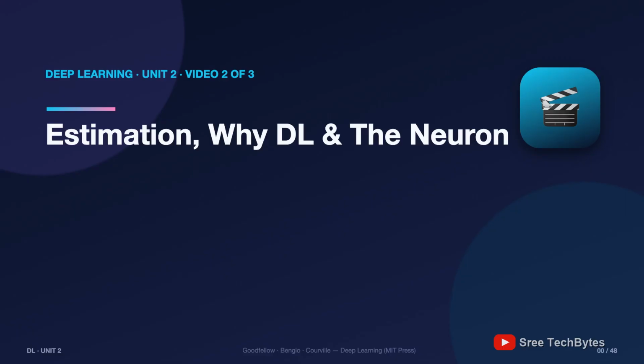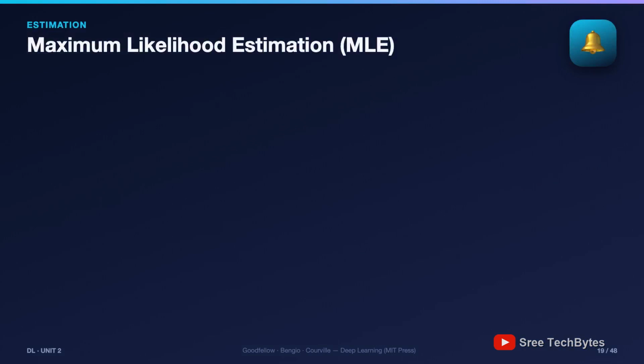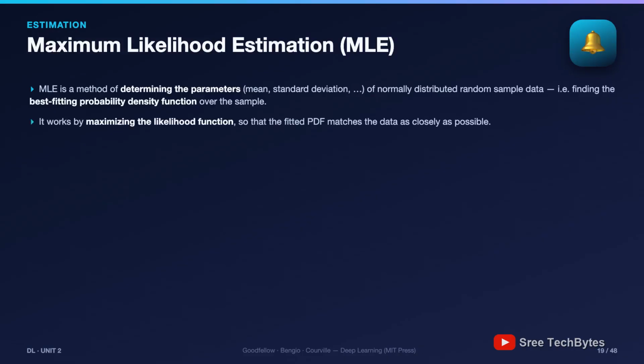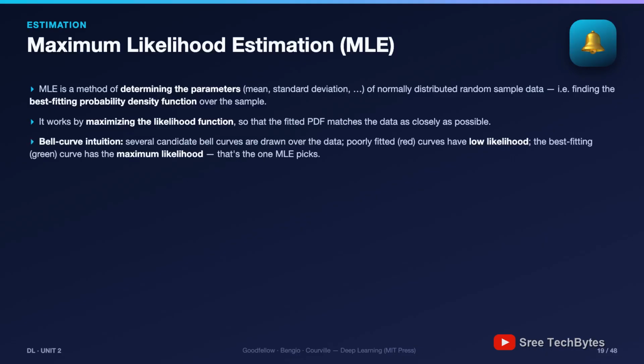Let's go. Now, how do we actually estimate parameters from data in a principled way? Method 1: Maximum Likelihood Estimation, MLE. The idea in one sentence: choose the parameters that make the observed data most probable. The bell curve picture: imagine trying different bell curves over your data sample. Poorly fitted curves: the data looks improbable under them, low likelihood. The best fitting curve: the data looks most probable. MLE picks that one by maximizing the likelihood function.